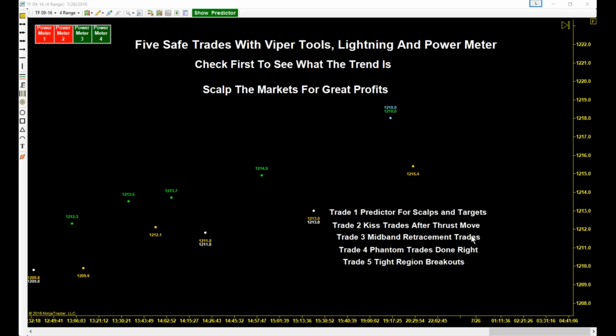Mid-band retracement trades. Well, I'll go over these trades, so I won't explain what it is just yet. Phantom trades done right. Okay, and then your tight region breakout trades. Those are 5 really good trades that can absolutely change your trading and make you profitable.